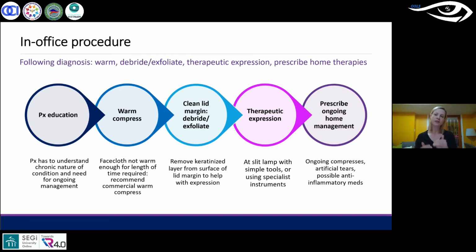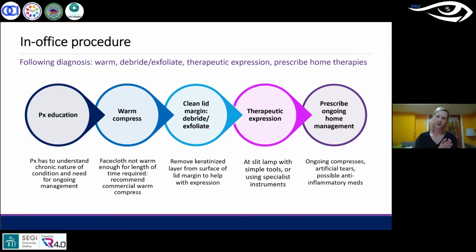Now, if you're going to treat them in practice, if they have a more significant issue, with a therapeutic expression of their glands to try and get everything cleared out as best you can on that day, after you've warmed, you may then want to, with a little spud, clear down, and you can use anaesthetic on the lid margin as well, and debride the edge of the lid margin. That can clear the keratinized skin from across the top of the glands. It can open up some of the gland orifices, the openings, and help with the evacuation that you're about to try and do.